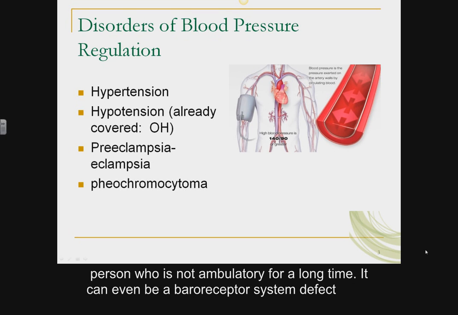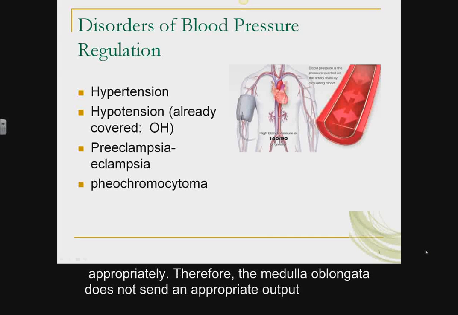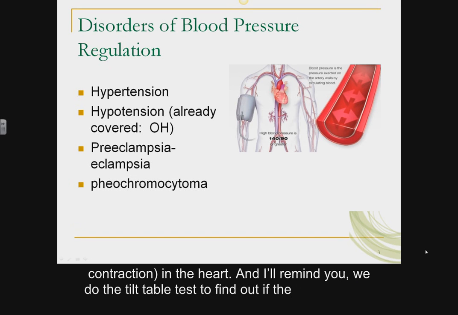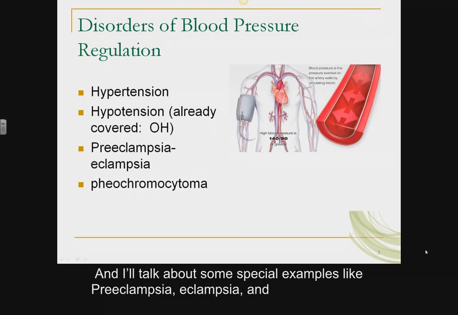It can even be a baroreceptor system defect due to arteriosclerosis, where the baroreceptors are not responding to low pressure appropriately. Therefore, the medulla oblongata does not send an appropriate sympathetic output command to elevate chronotropy, increased heart rate, and inotropy, force of contraction in the heart. I'll remind you, we do the tilt table test to find out if the person truly has orthostatic hypotension. And then I'm going to talk about hypertension on the next few slides.